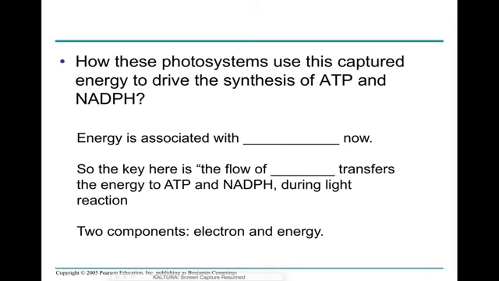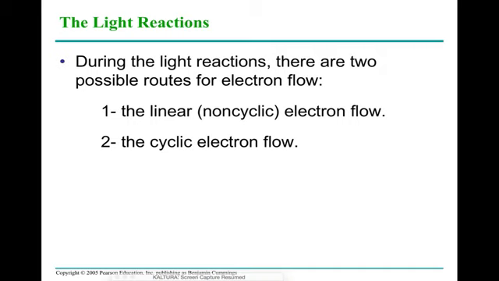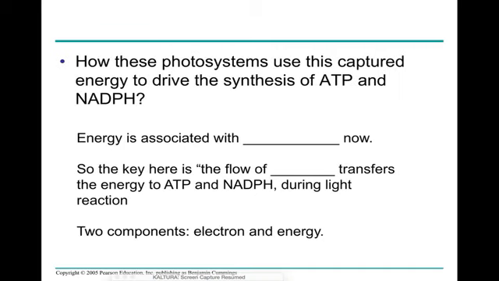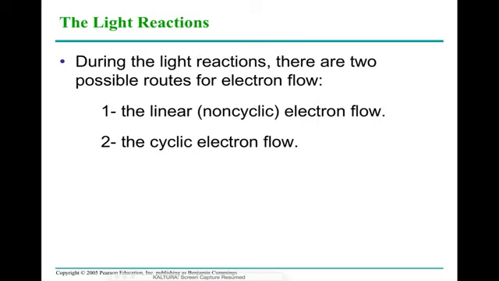Now energy is associated with NADPH now, guys, and ATP. So the key is that the flow of electrons will transfer the energy to ATP and NADPH during this light reaction. So remember, guys, there are two components here, electron and energy, right? Energized electron ended up with NADPH, but only energy that is released by jumping electrons is captured for making or regenerating ATP. Remember that part?